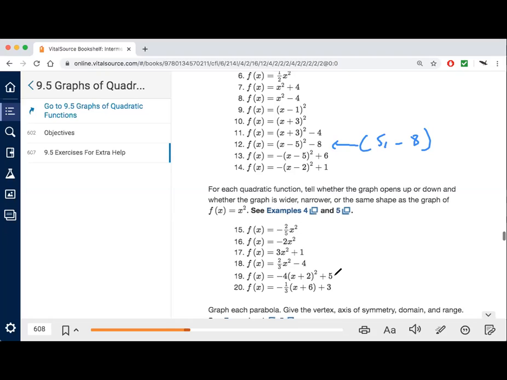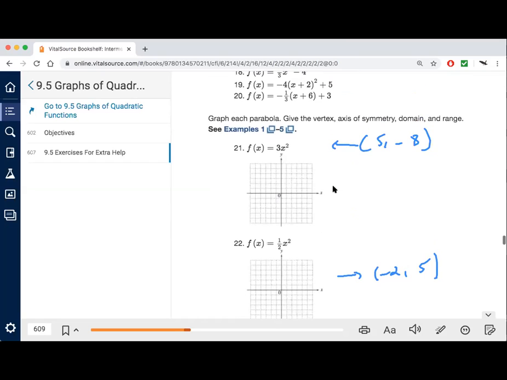Also with this one, that's right. Here, the vertex would be -2, plus 5. That's it. So if you're asked to find the vertex, or find it on the graph, just look at the numbers. Okay, so let me see.